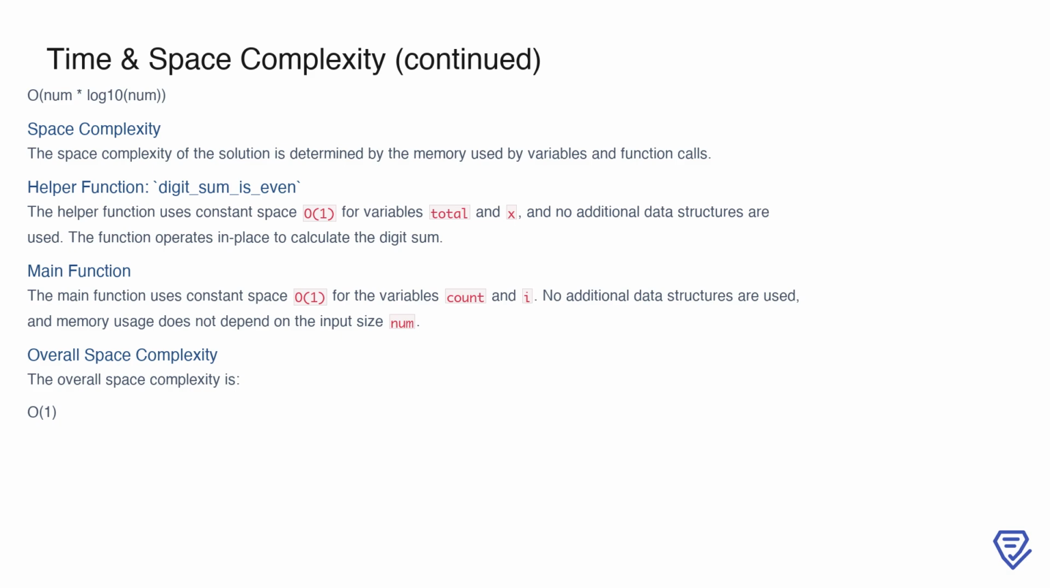Now, let's turn our attention to the space complexity of the solution. The space usage is determined by the memory allocated for variables and function calls. Starting with the helper function digit_sum_is_even, it uses a constant amount of space, O(1), for storing the variables total and x. It does not rely on any additional data structures, and the digit sum calculation happens in place. Similarly, in the main function, only the variables count and i are used, which also require constant space, or O(1). No memory usage scales with the size of the input number. Therefore, the overall space complexity of the solution is O(1), indicating a very efficient use of memory.